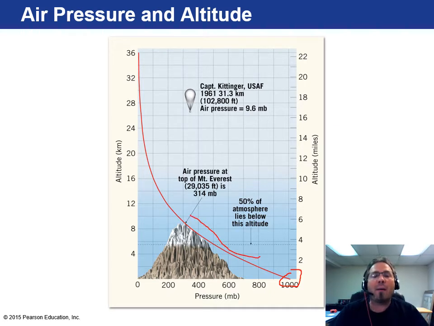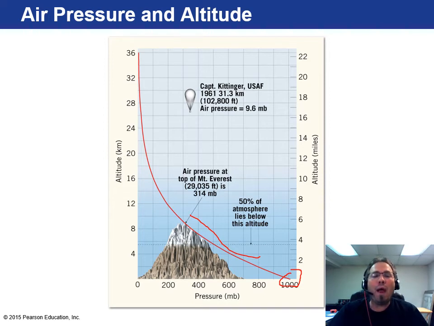So when you get to the top of Mount Everest, we went from 1,000 millibars at sea level to 314 millibars. So we lost almost 700 millibars just at the top of Mount Everest. And what that means is if you're going to climb Mount Everest or any of those super tall mountains, you have to have a respirator. There's not enough oxygen at those altitudes to breathe. There's not enough air pressure to get the air into your lungs, so you have to have help.